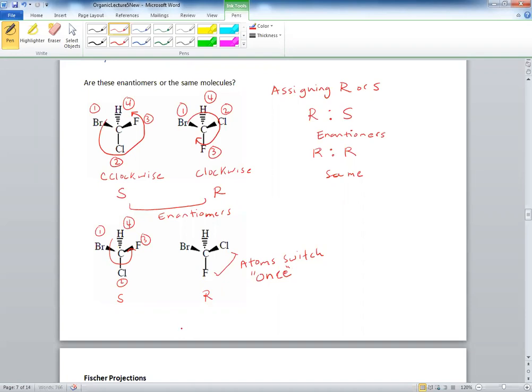So be very careful. If the atoms switch once, then they are enantiomers, given that they are chiral compounds in the first place. So keep that in mind. And don't overthink it. It's not meant for you to overthink it. Again, you use these RS rules to help you.